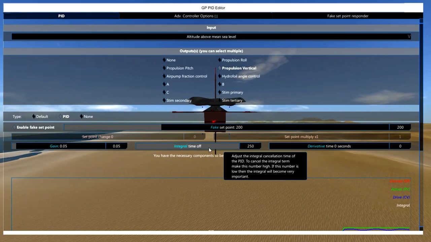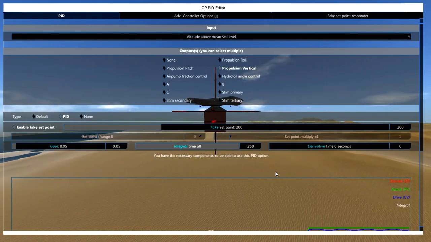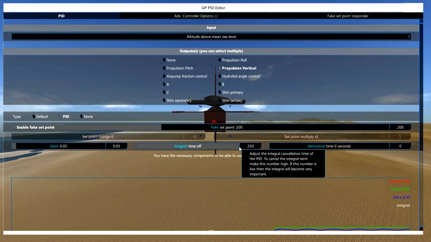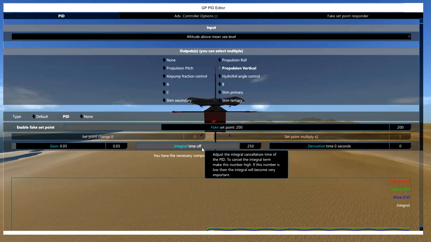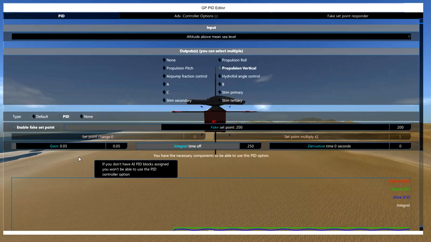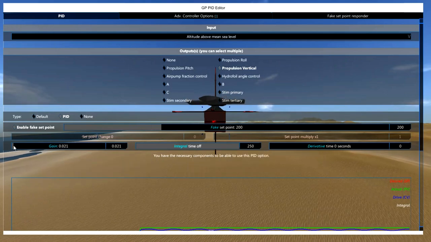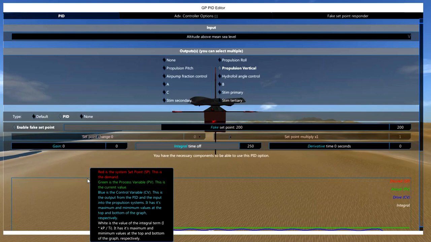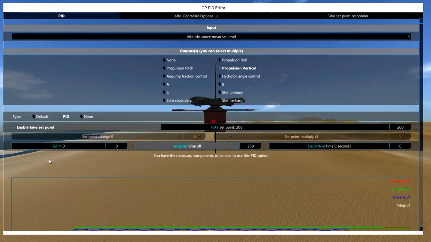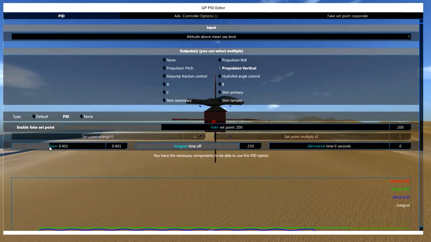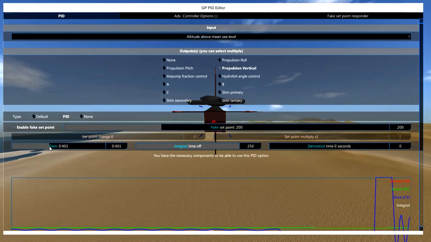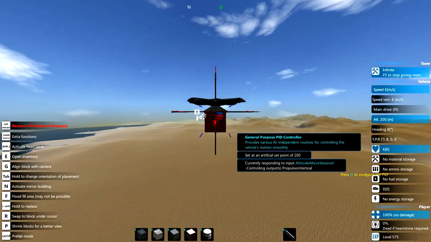Now to explain integral and derivative, it's a little more complicated. Integral is a little bit like error over time. And so our integral time is actually off. We're not getting any of the integral added to the equation. I'm going to put the gain higher. Let's put it higher than it needs to be, so it goes a little wacko.